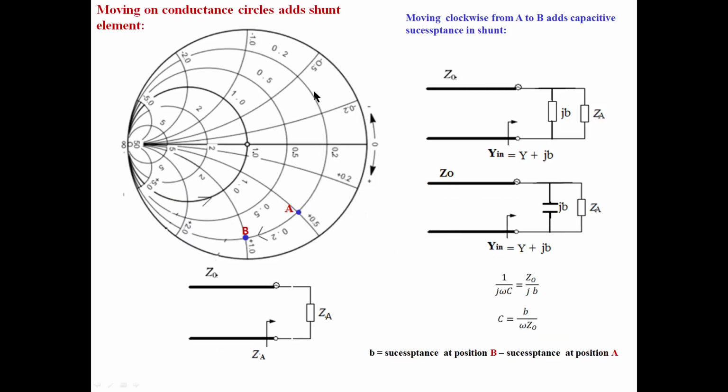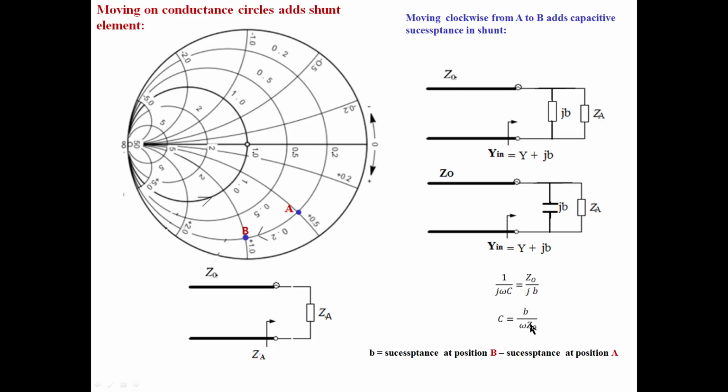Similarly, if you move on the conductance circle in the clockwise direction, see this is our load point here. Through that load point the conductance circle is passing, see like this, this is a conductance circle. What we are doing, we are moving over the conductance circle in the anti-clockwise, sorry, clockwise direction. See like this, A to B, this is a clockwise direction. If you move clockwise from one point to another point on the conductance circle, that adds a capacitor in shunt. See like this, capacitor in shunt.